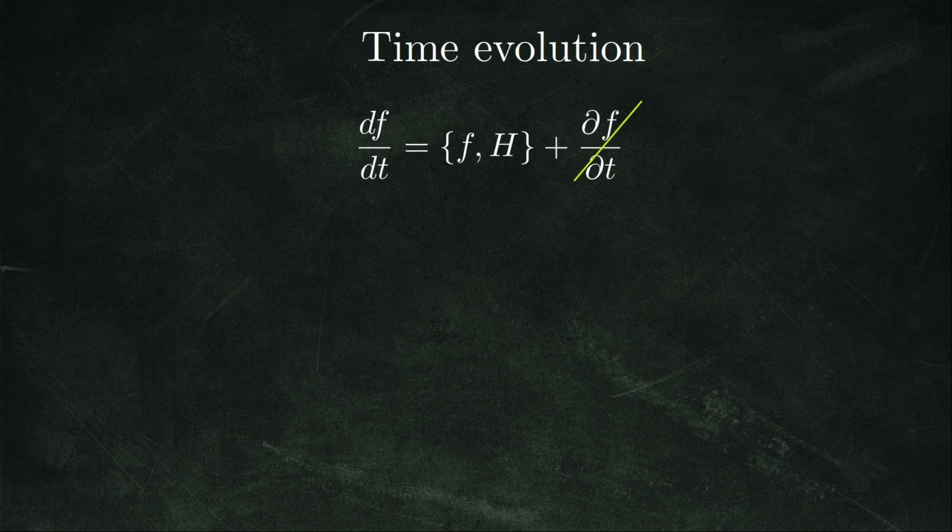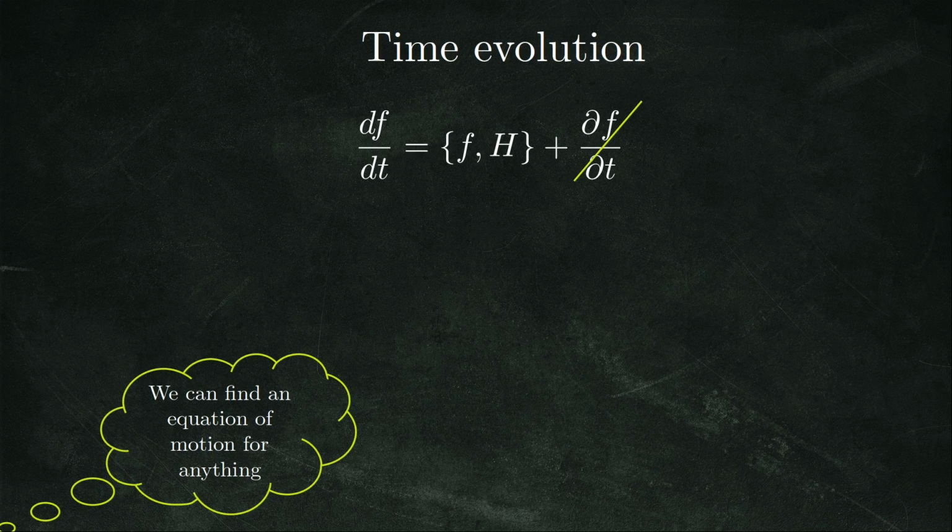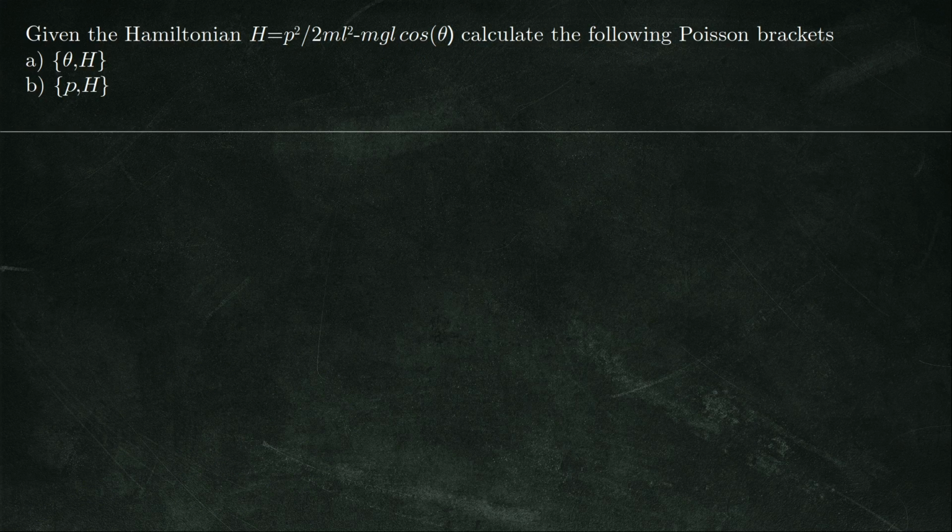And now this equation means we can find an equation of motion for anything. So rather than just having the equations of motion for q and p, we can find an equation of motion for any function of q and p. And again, the algebra for this is in the booklet, so go through it and you'll be able to see where this comes from. The next example is the Hamiltonian for a pendulum.